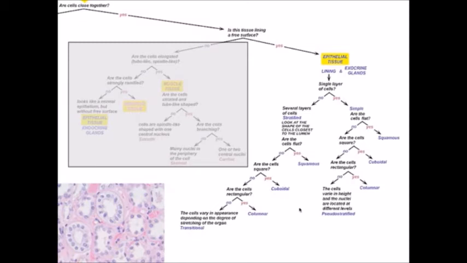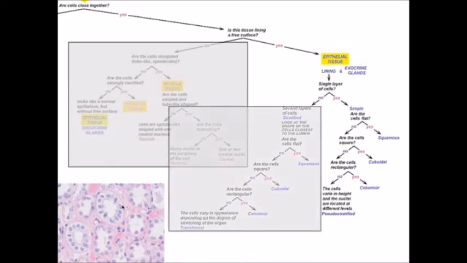These little guys are lining an opening. It's actually a duct. Is there a single layer of cells? Yes. Are the cells flat? No, they're not flat. Are they square? Actually, they're square. They're the shape of little cubes. So this tissue is called simple cuboidal epithelia. This is a really common tissue that you'll see in many glands.